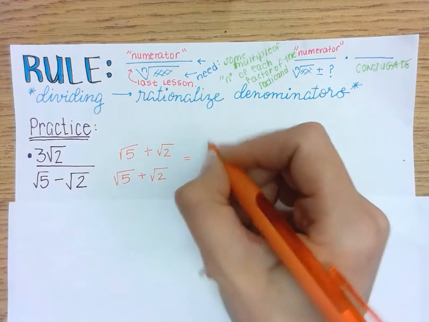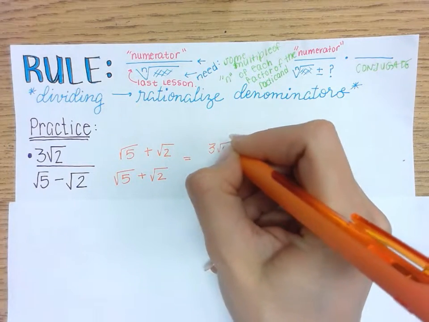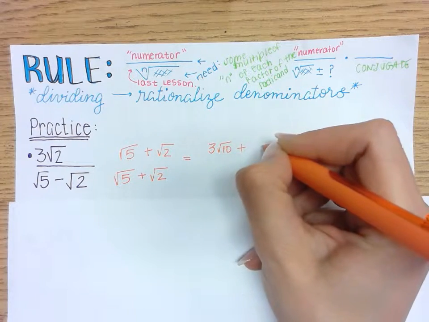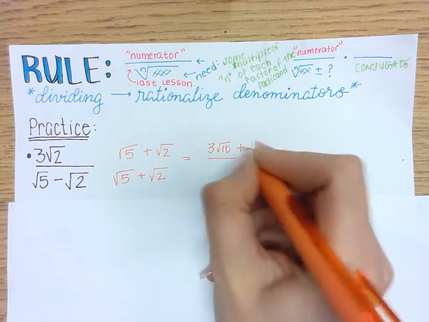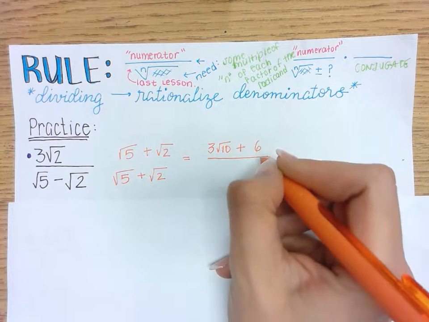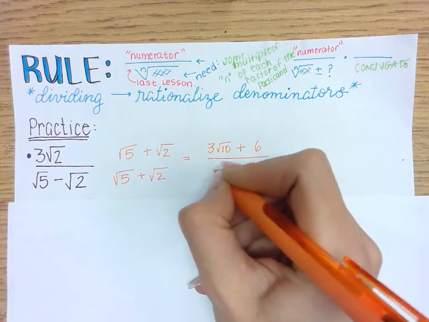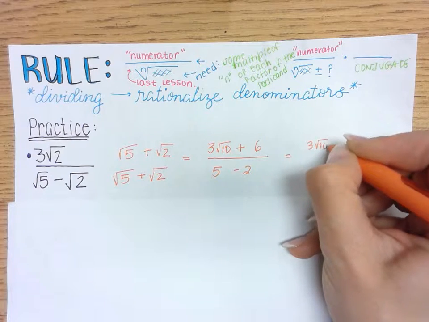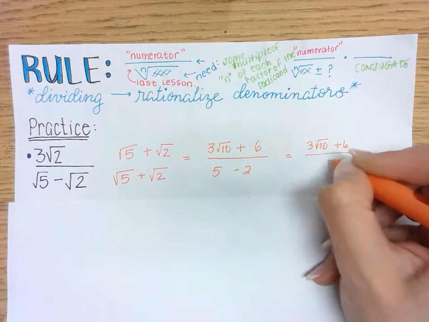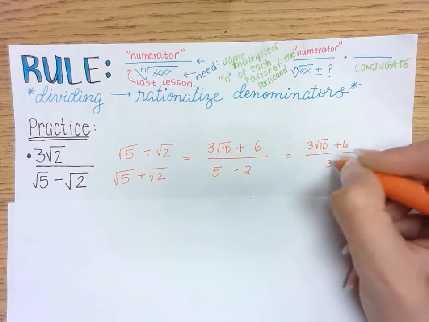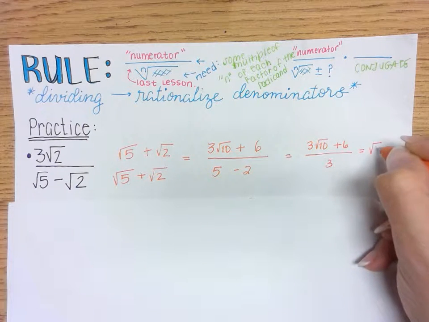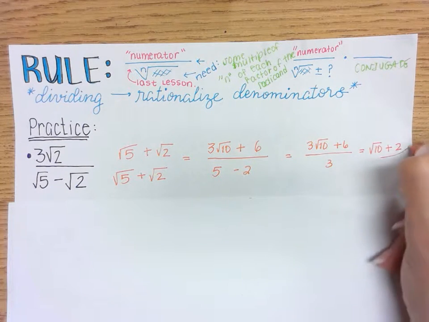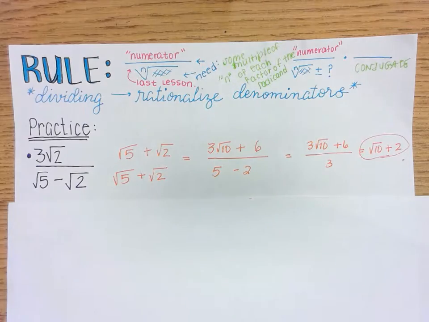Top we're going to distribute. I'm going to get 3 square root of 10 plus 6. If you are struggling with this, you need to hit pause and figure it out, okay? 5 minus 2. So 3 square root 10 plus 6 over 3. Pretzel reduce. I get square root of 10 plus 2. Okay? Next example.